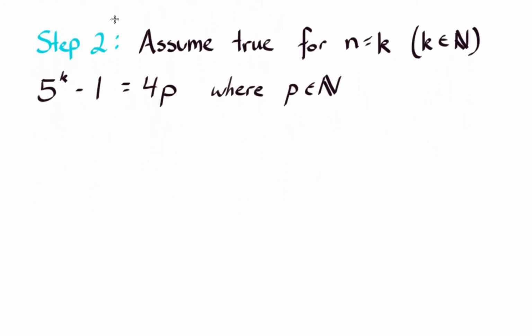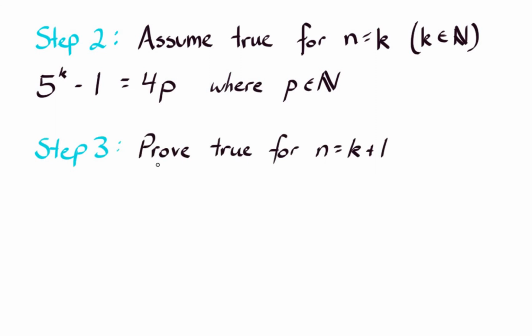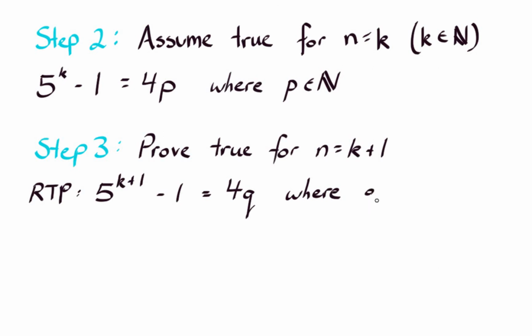Step 3, we need to prove true for n equals k plus 1. Let's start by writing what we're required to prove. And this time we're replacing n with k plus 1. And likewise, we want this to be divisible by 4. So we're going to write it as 4 times some other natural number. In this case, call it q. So once again, just clarify that q must be a natural number.